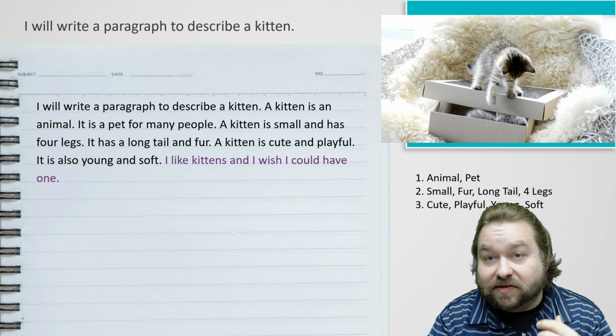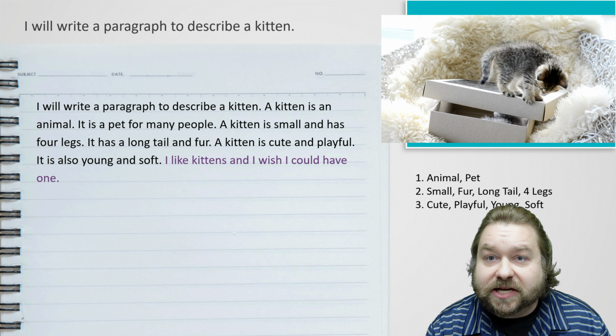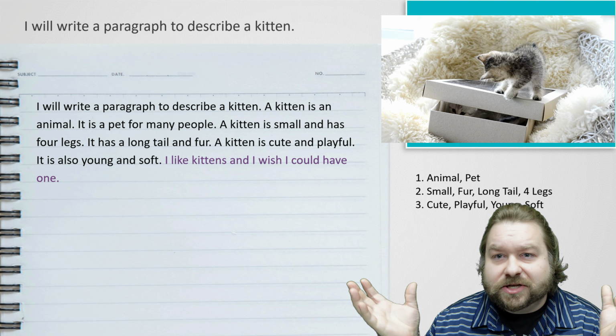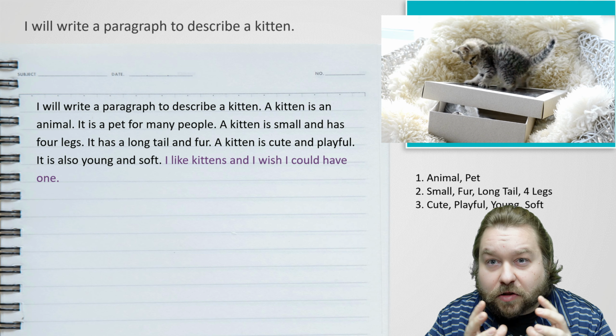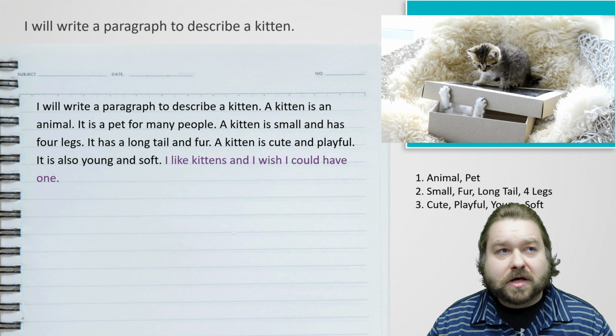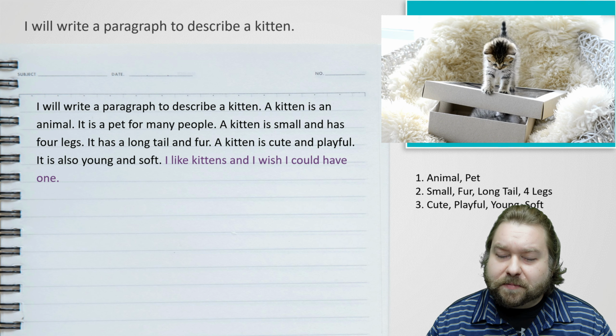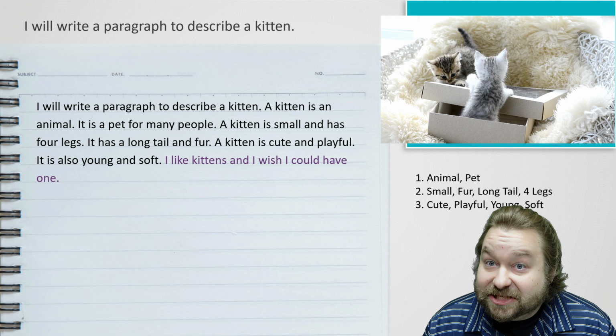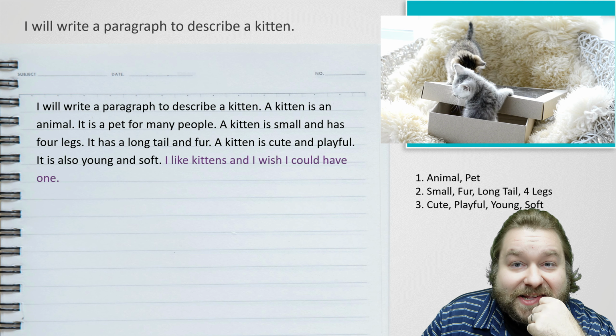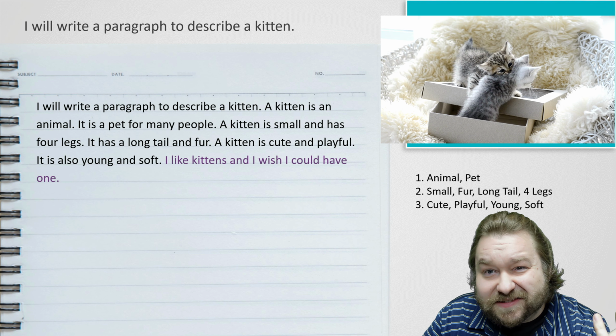But I just added in a simple ending. I said, I like kittens, right? I like kittens and I wish I could have one. We're good. We should make compound sentences, so just do that. Make it something like that, a longer sentence. Now, is our paragraph finished? Pretty much, yeah. We're done. Was that difficult? Not really.